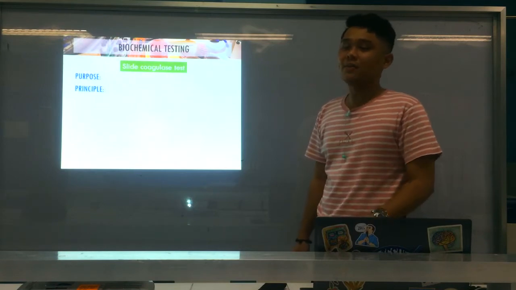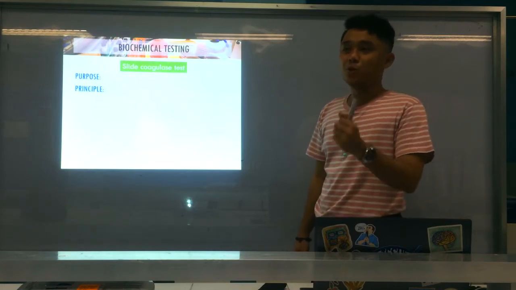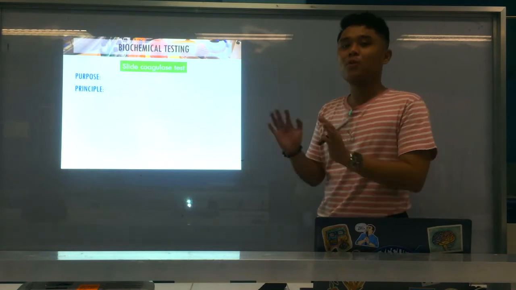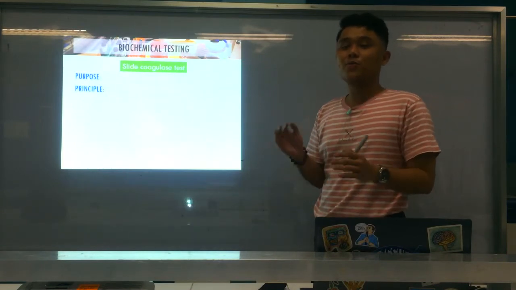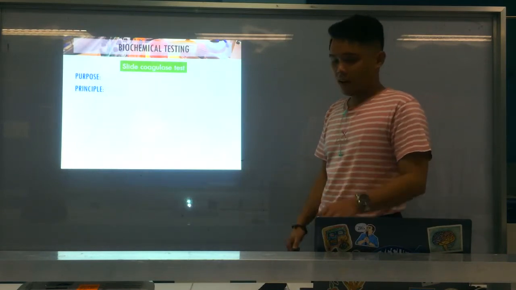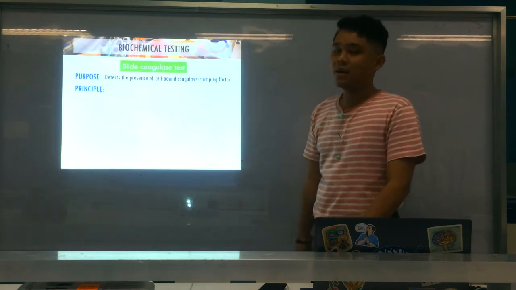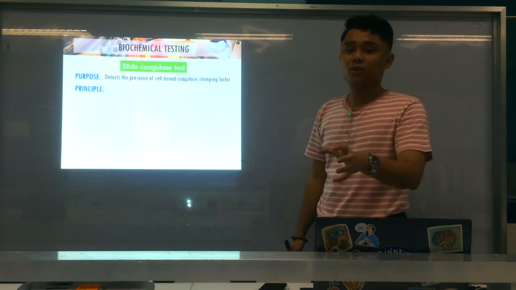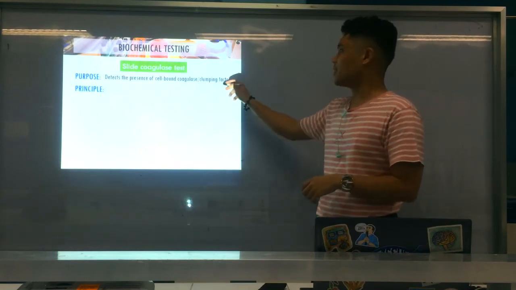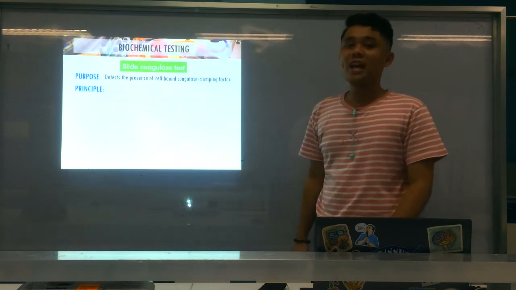What we do is definitive na gyud is tube coagulase. And if you do perform slide coagulase, dapat mo perform kag tube coagulase to really confirm the results. Okay? Alright, so ang purpose of slide coagulase, we detect the presence of this type of enzyme, coagulase na cell-bound. Okay? Or clumping factor. Please take note. Ayan, clumping factor or your cell-bound coagulase.